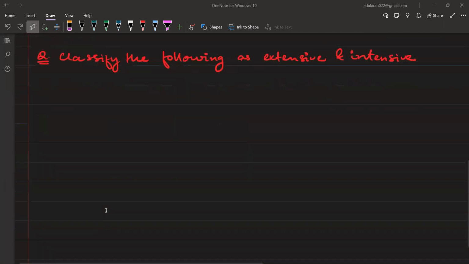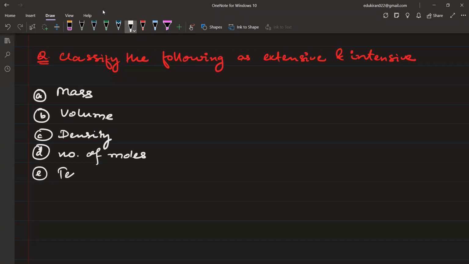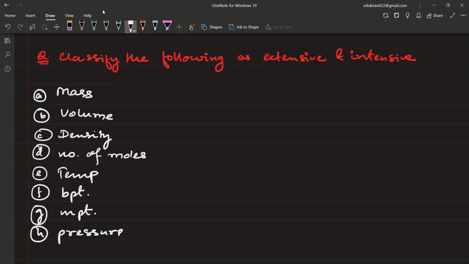Now, next, classify the following as extensive and intensive. Write the A part, mass. Write B, volume. Density. Number of moles. Temperature. Boiling point. Melting point. And pressure.